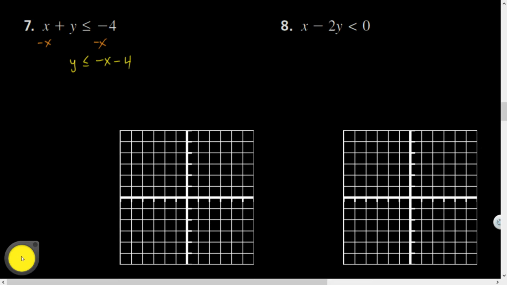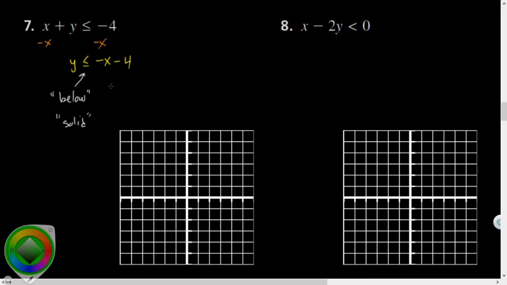All right, so looking at this, less than or equal to, this is a y line, right? So I'm going to think about it in terms of above or below. Which way am I shading, above or below? For a less than sign, so below. And the equal part means it'll be what, solid or dashed? Solid. And then we might as well, while we're here, talk about slope. What's the slope?